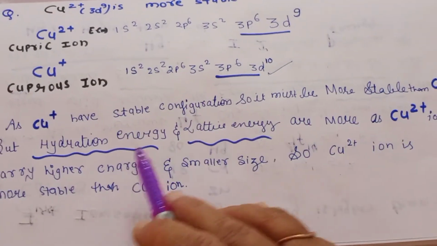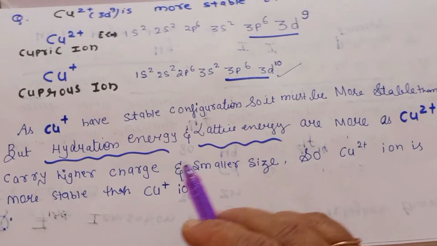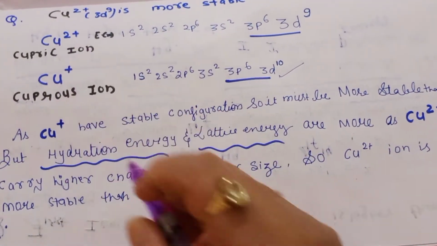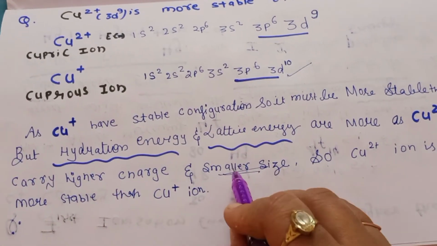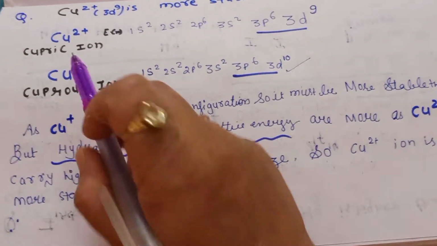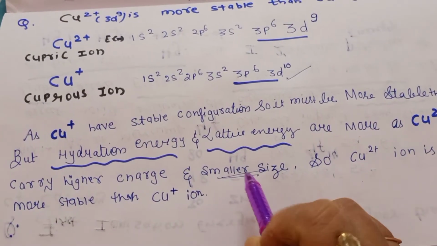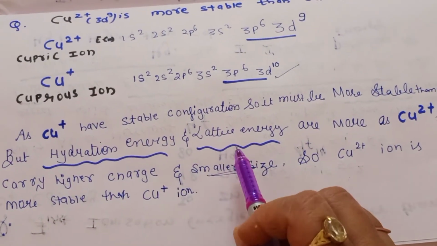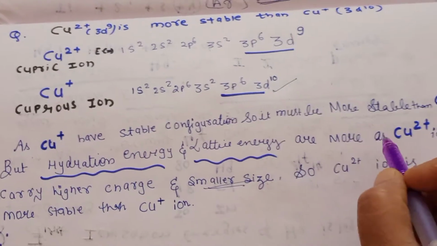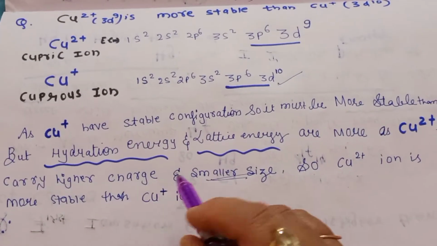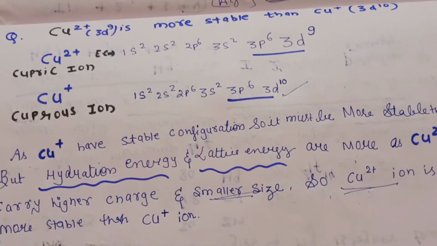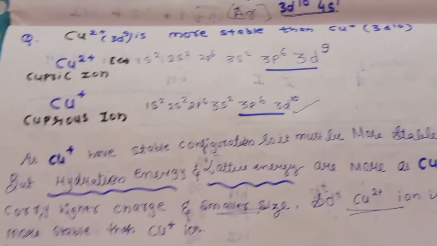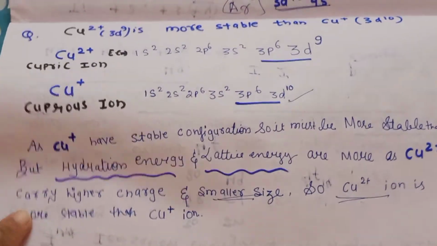Why do they have high hydration energy and lattice energy? Because as it loses 2 electrons, the size will be smaller, and it has the higher charge, 2+ being more charge. With more charge and small size, it will have more hydration energy and lattice energy. So the Cu2+ ion carries the higher charge and small size, so it will be more stable in comparison to the Cu+ ion. This is also a very important question for your exam. It can come either as a 1 mark or a 2 mark question.